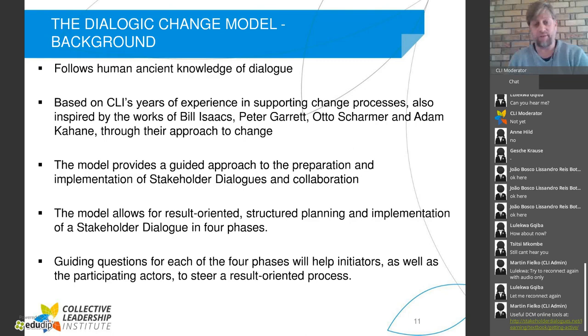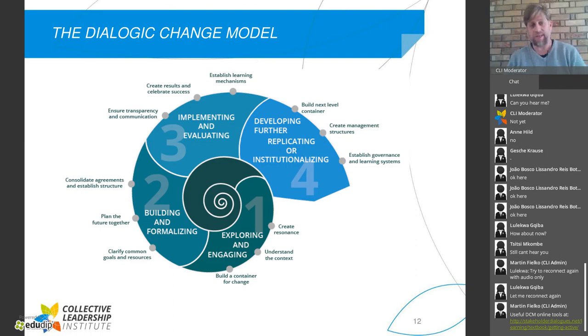So here you can actually see the model. This is how we developed it as a kind of spiral. And the reason that we developed it as a spiral and not as a line nor as a circle is that, as you can see, in phase one, it really starts on the interior. And I'll be talking about that in a moment.